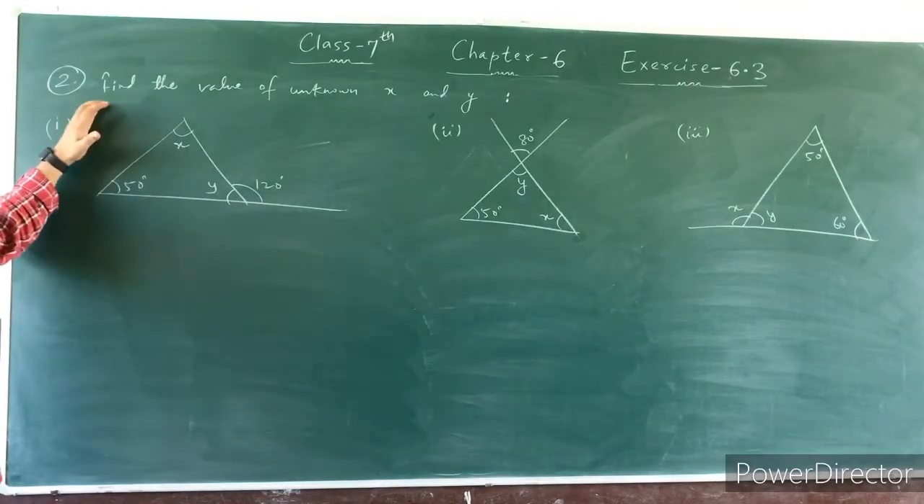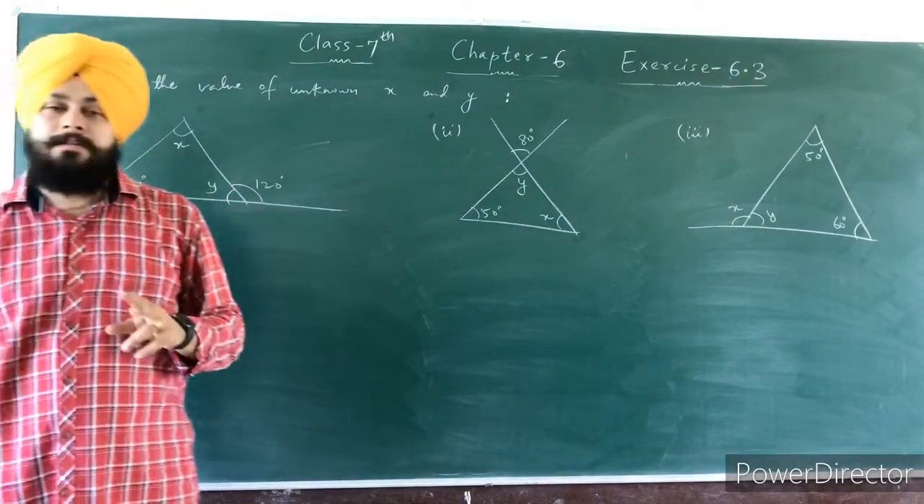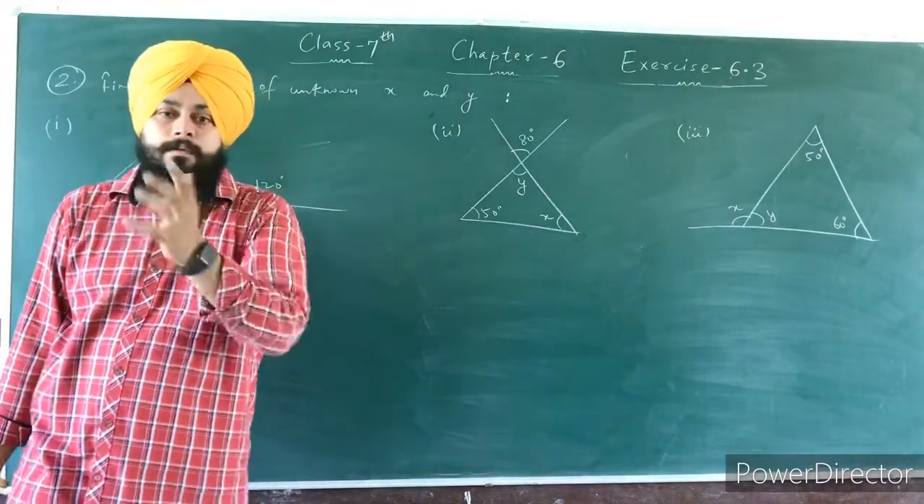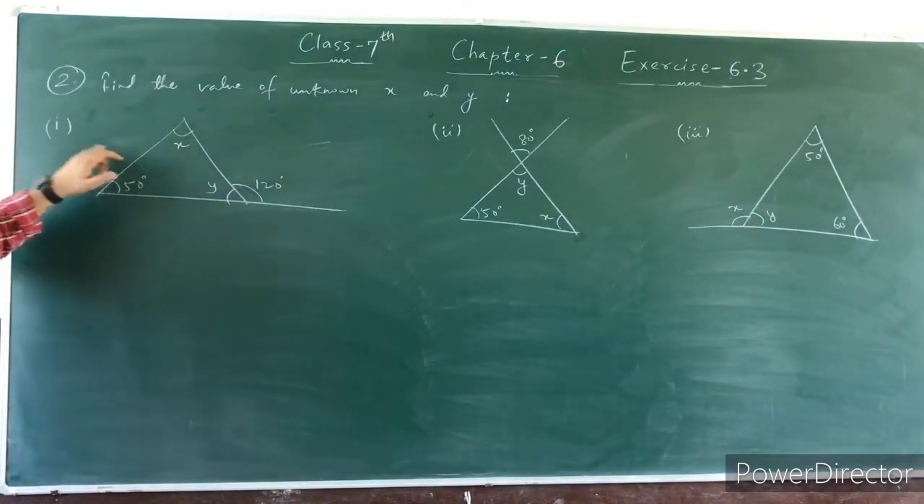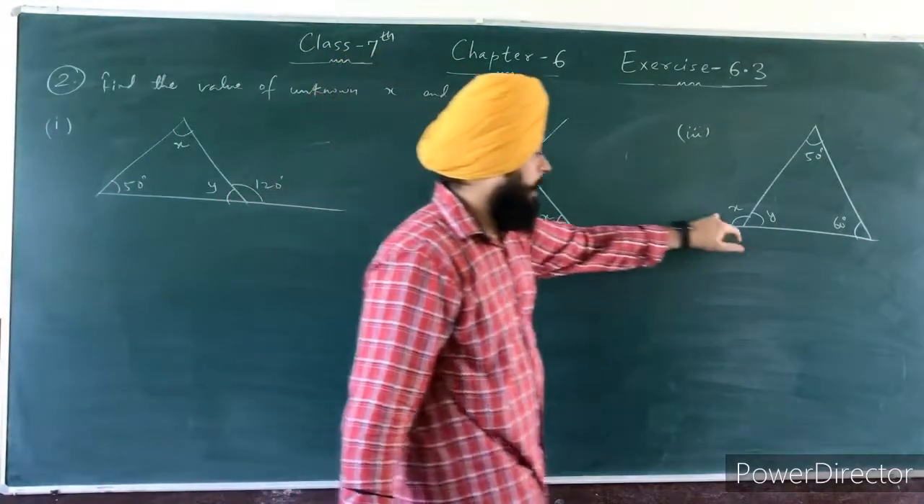Next, this is question number two. Find the value of unknown x and y. In the second question, there are two missing angles, named x and y. You can see here in the first part, we can find the value of x and y. Here again x and y.